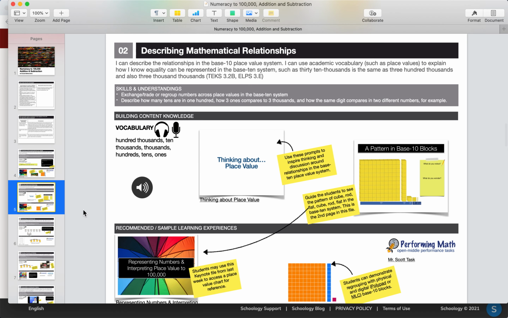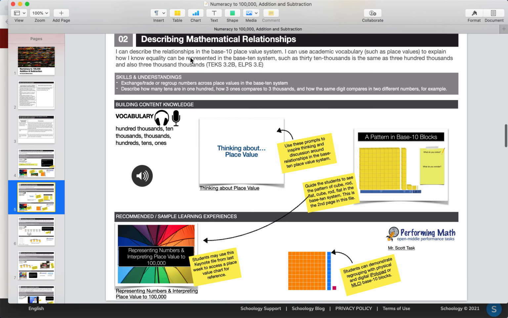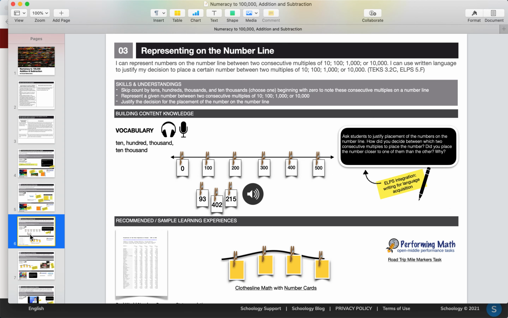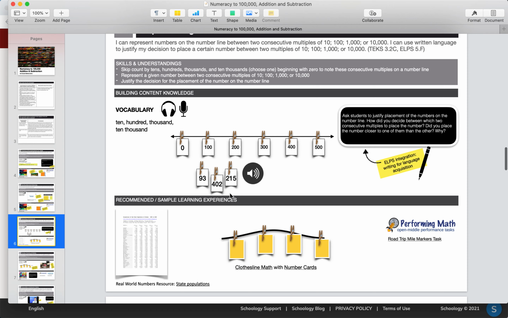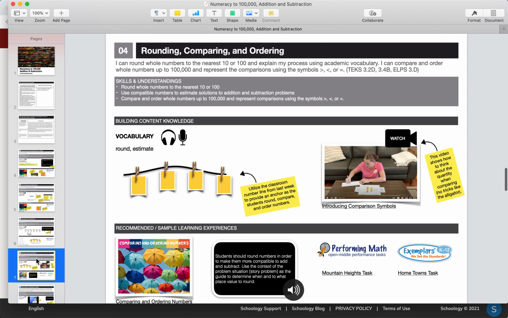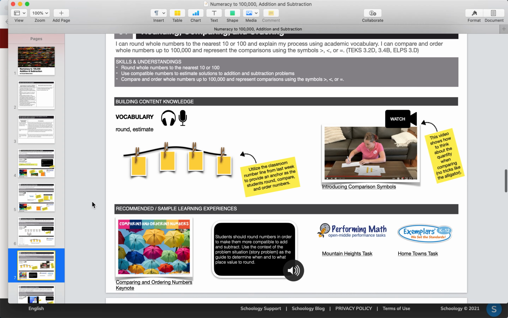The next page is the next week with the I can statements, skills and understandings and vocabulary, some teaching tips recorded for you, and links to resources, building content knowledge, and recommended sample learning experiences. Week 3 of content is about representing on a number line. I really love closed line math. Week 4 is about rounding, comparing, and ordering.